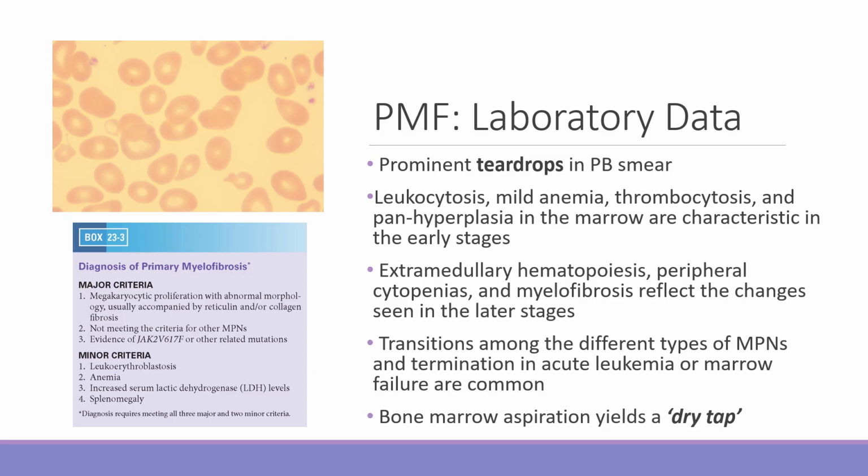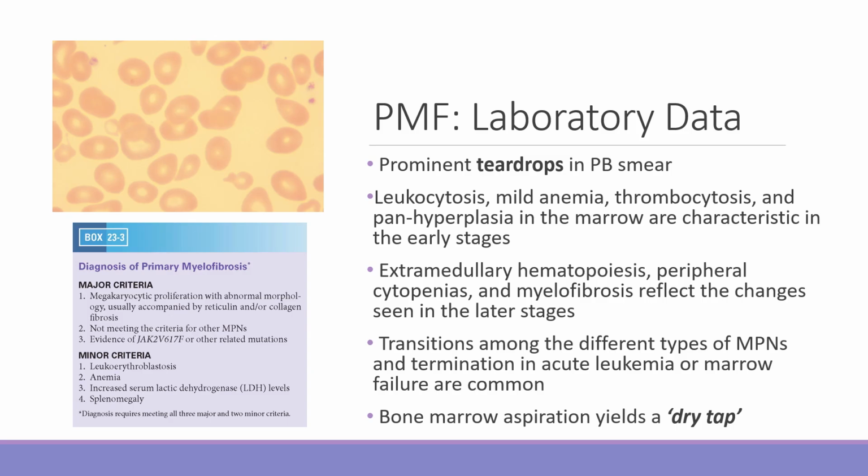And of course, like all myeloproliferative disorders, transitions among the different types of MPNs, and termination in acute leukemia or marrow failure are common. When we have primary myelofibrosis and then it moves into a marrow failure, again, they try to do that bone marrow aspiration and it will yield a dry tap, meaning there's nothing really in there anymore except some crunchy old fibrotic tissue.